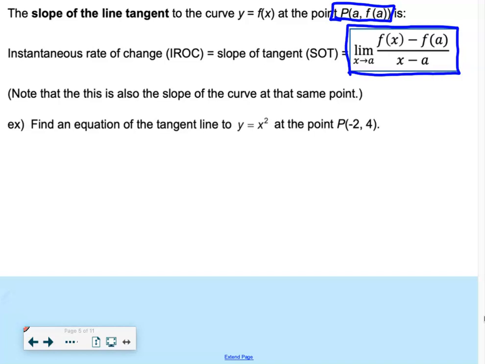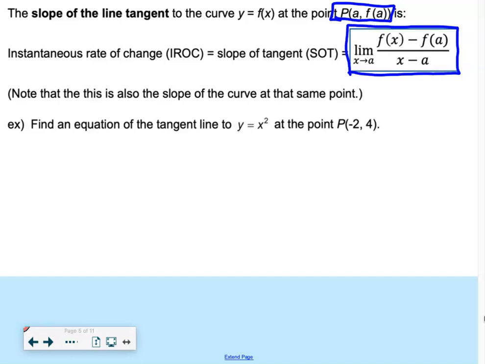All right, and a little note: this is the same as the slope of the curve. Once in a while, you'll see a problem where they ask, what's the slope? Like here it says find an equation of a line tangent to y equals x squared. If they say, what is the slope of y equals x squared when x is -2? The slope of the curve is the same thing as the slope of the line tangent to the curve. That's the whole definition of a tangent line: it shares the same slope as the function at the point of tangency. So if you're ever asked for the slope of a function, it's the same thing as the slope of a tangent.